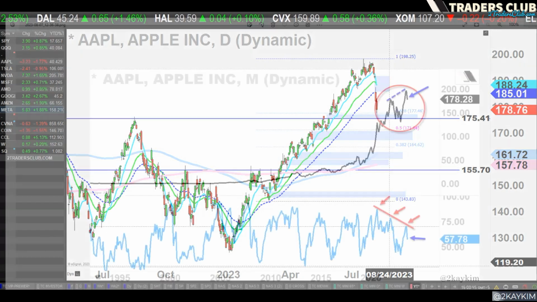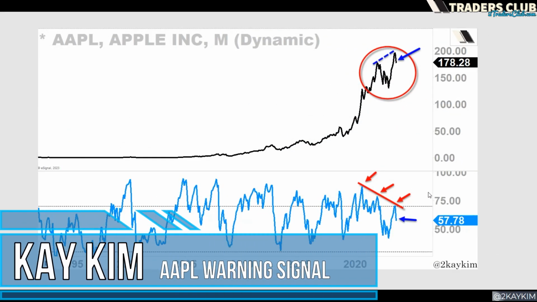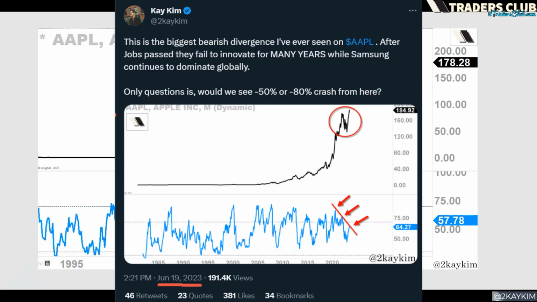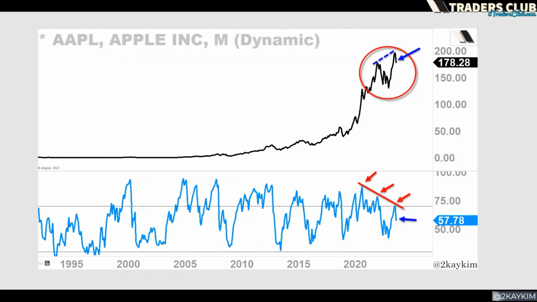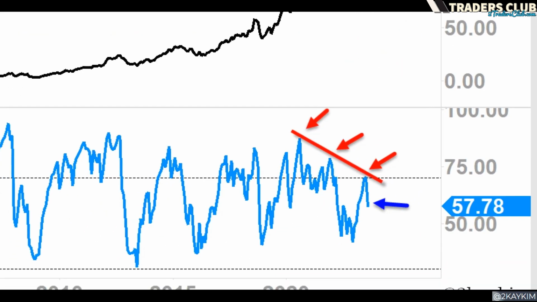So we've been talking about this warning signal that appeared on Apple. I think the first time I actually talked about it was back in June, a couple months ago, when this major reversal signal was just prematurely shaping up, nothing really concrete at the time. I talked about that back in June, and then today I looked at it again just to see how it was shaping up.